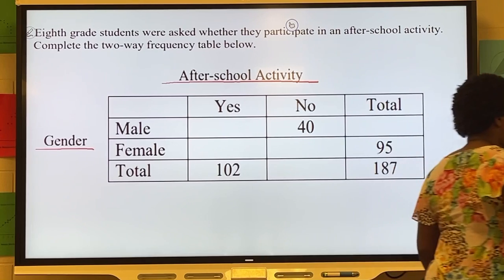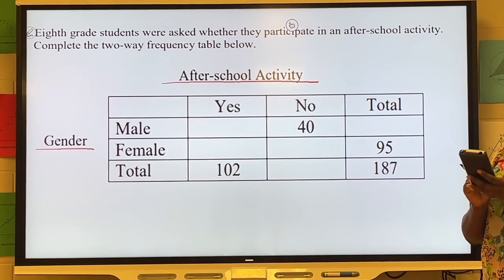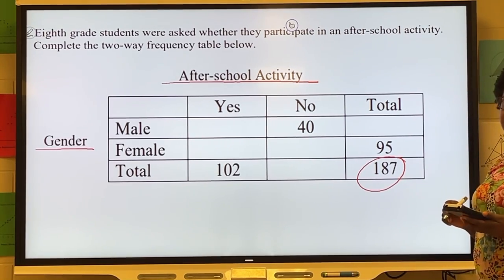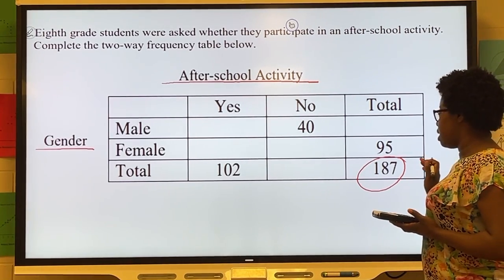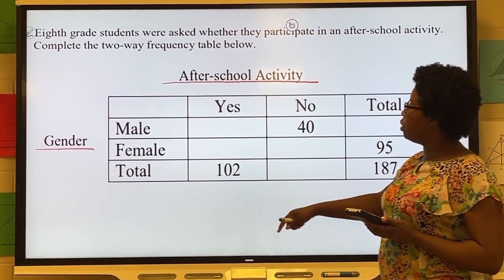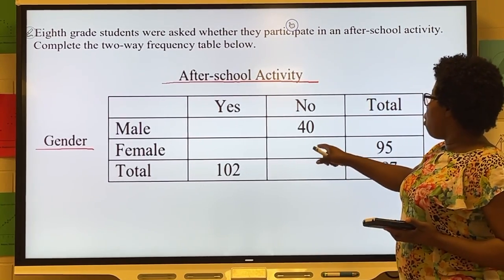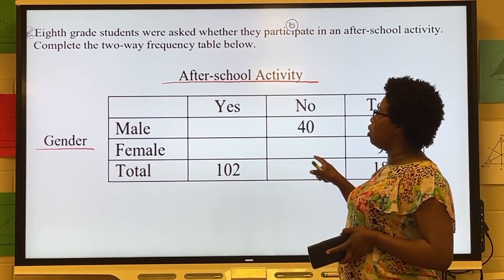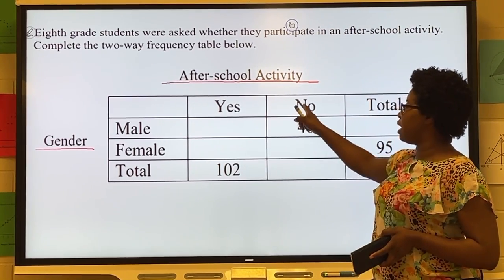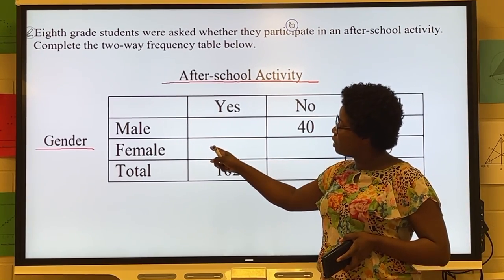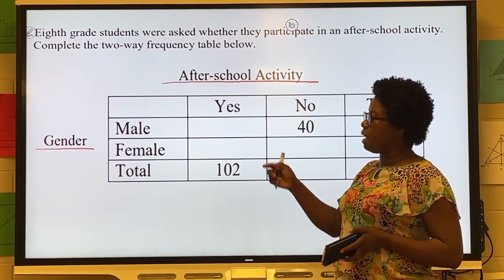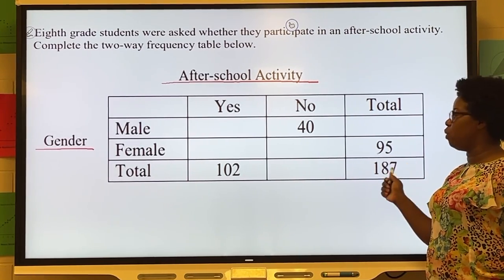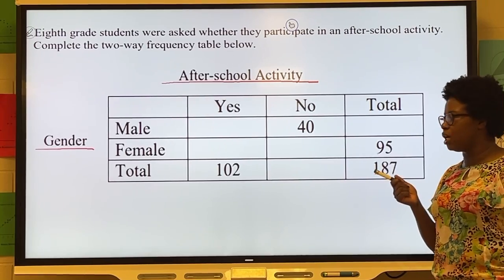Alright, so I'm going to have to grab my calculator. So you may want to know the total number of persons in this sample. So a total of 187 persons are in this sample. So we want to know the total amount of male, the total amount of people who say no, the total amount of females who say no, the total amount of females who say yes, and the same for male. So to find a missing region in your two-way table, you have to do some subtraction or addition.